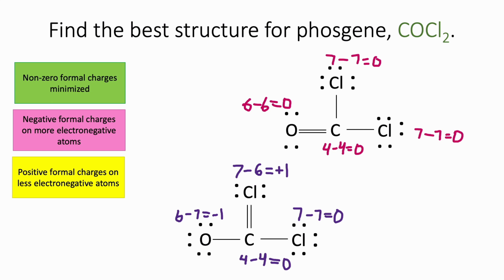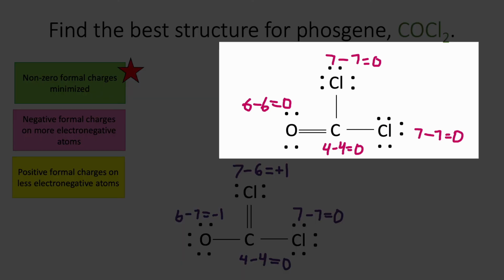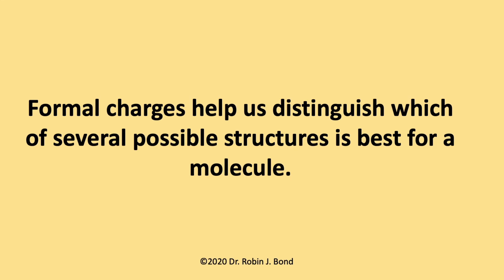So which of these structures is the correct one? Again, we're going to look at this rule right here that minimizes non-zero formal charges. We do have a structure that has all 0 formal charges, and it is this one with the double bonded oxygen. So formal charges are going to help us a lot in distinguishing which possible structures are what we're going to see in nature. And so while they don't really have a physical meaning, they really help us with understanding why electrons end up where they end up.